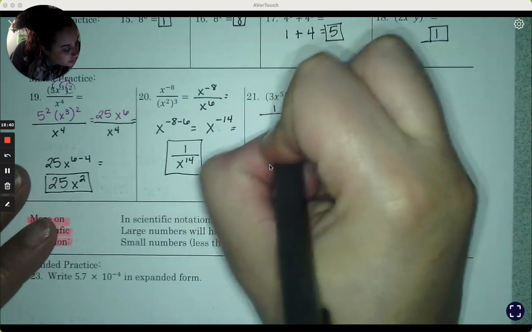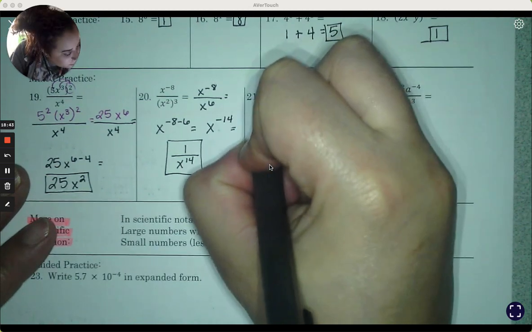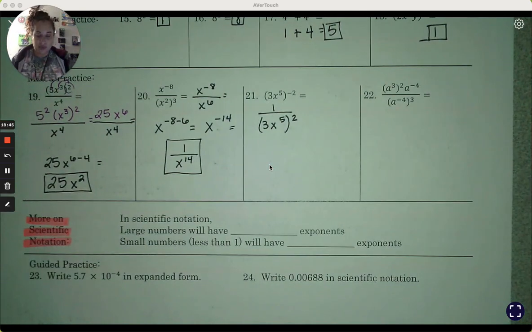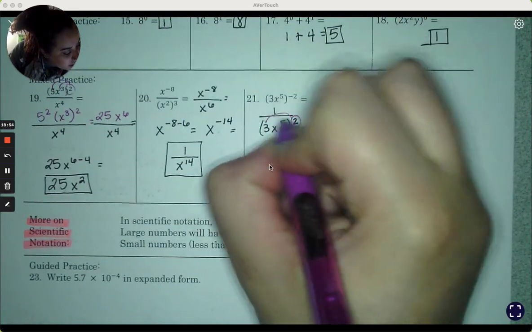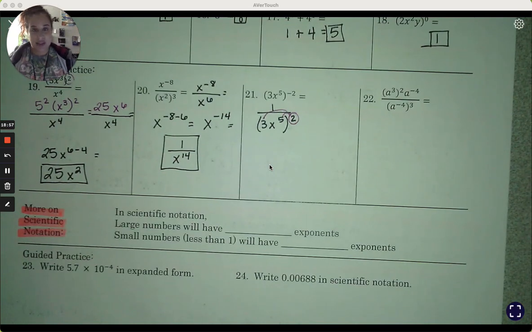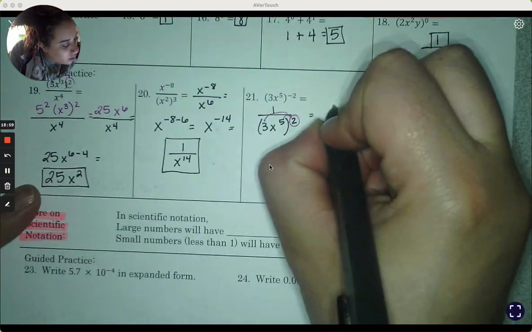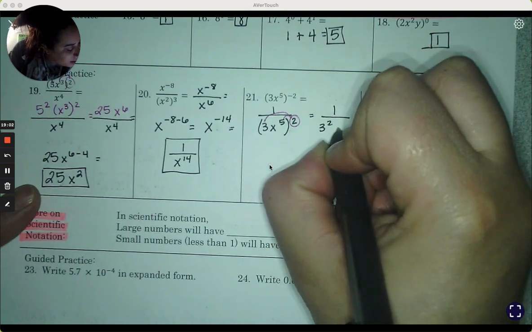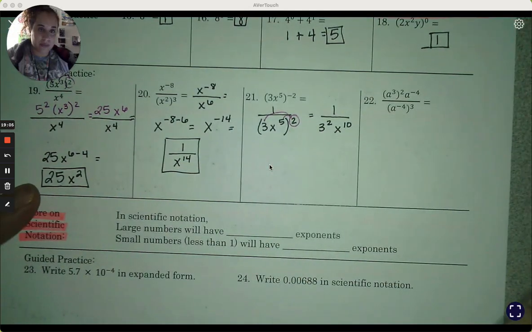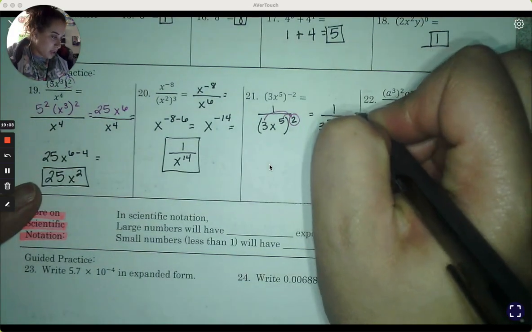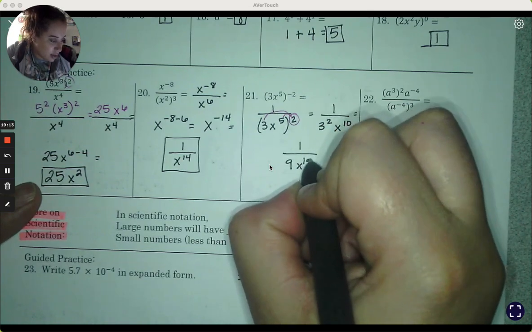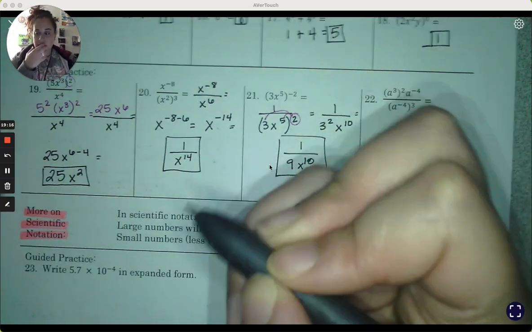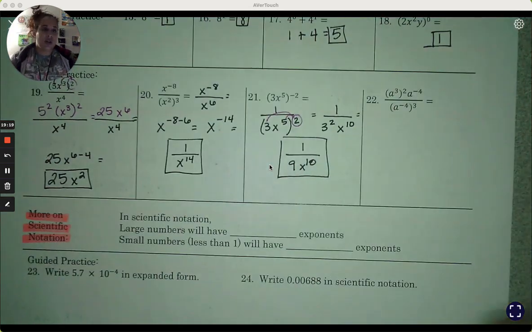So 1 over 3x to the 5th, and that 2 becomes positive. Okay? So now we have a power of a product. Everything inside gets squared, or multiplied by 2 if it has an exponent. So we have 1 over 3 squared x to the 10th. Okay, 3 squared is 9, so we have 1 over 9x to the 10th power. Right? 3 squared is 9. Yes, okay. It's been a while.